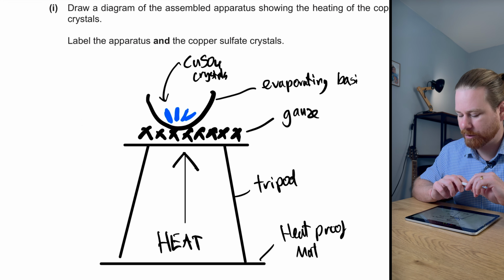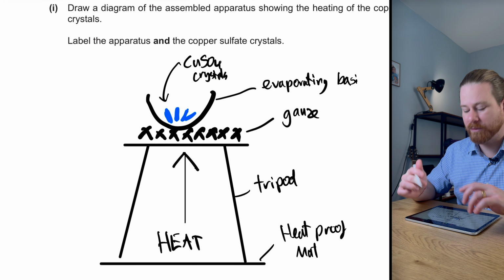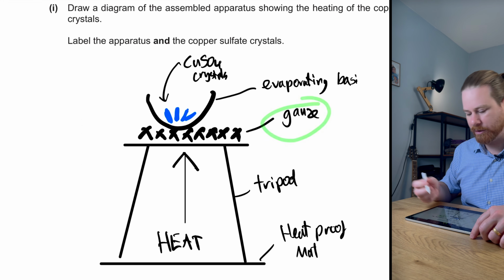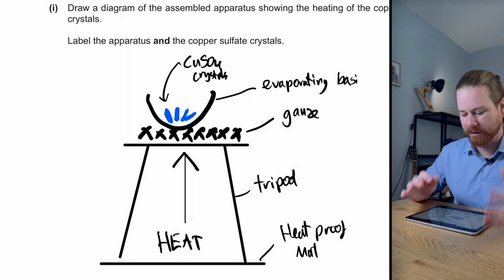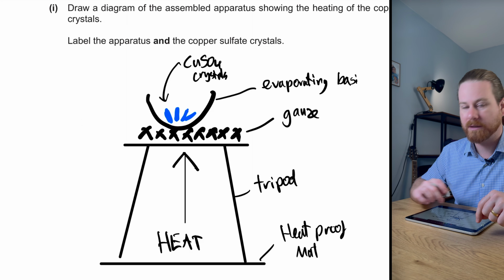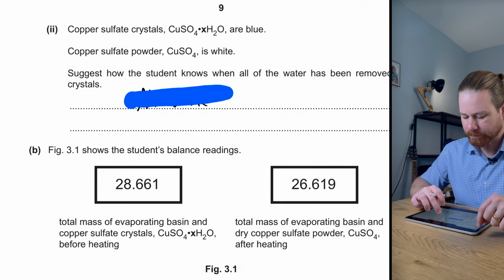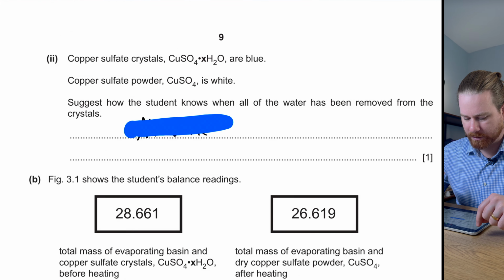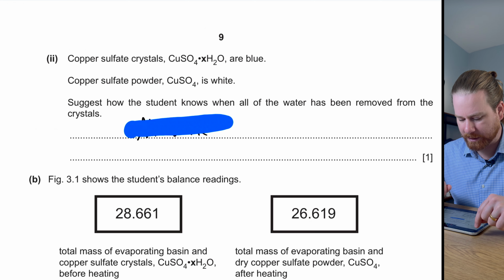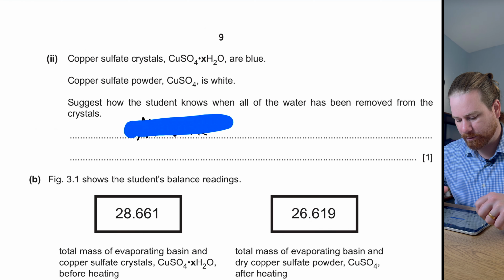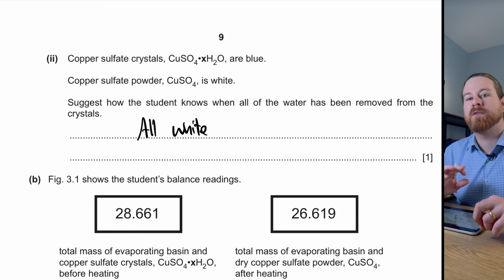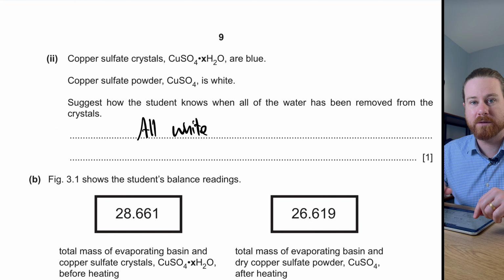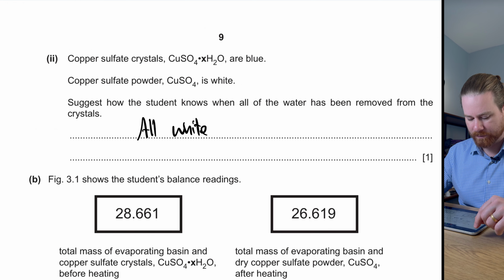Always add more labels. You're not going to get marks for all of the labels, but sometimes you might get a label for gauze. Sometimes you might get the mark for tripod. You don't know. So always add labels for absolutely everything, because you don't know exactly which thing is going to be counted for. Okay, so here we go. Copper sulfate crystals are blue, copper sulfate powder is white. Suggest how the student knows when all of the water has been removed. Well, we've got a colour change, so it's probably going to do with that. So once it's all white and there's no more blue left, then hopefully the reaction should have finished.